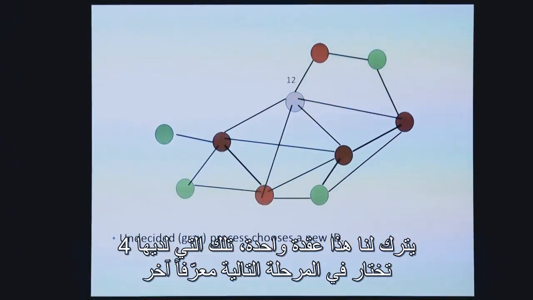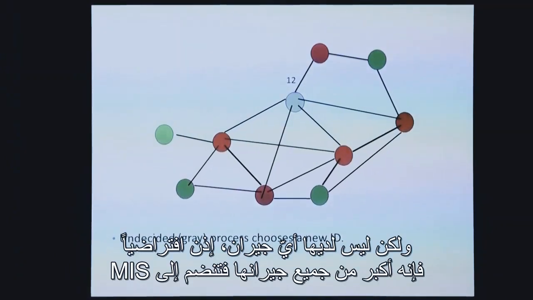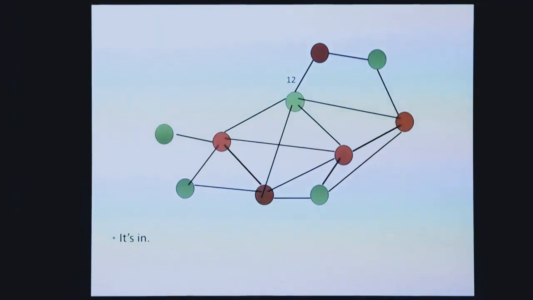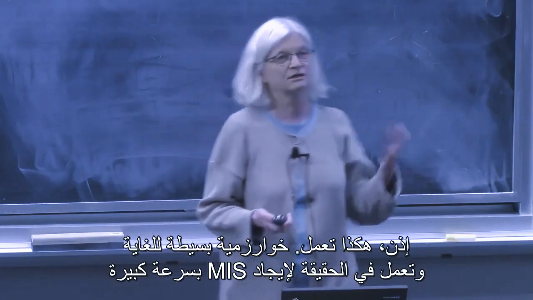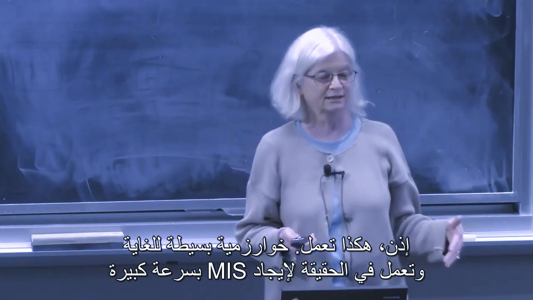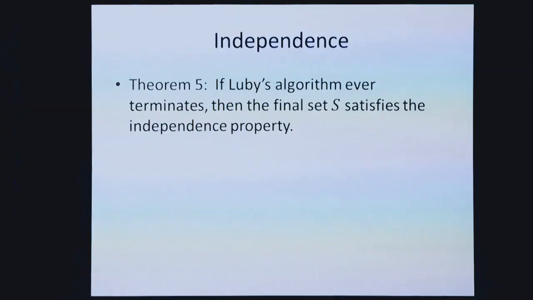That leaves us with just 1 node, the guy who had 4. Next phase, he chooses another ID, but he has no neighbors, so by default, he's bigger than all of his neighbors, so he just joins the MIS. Okay? So that's how this works. Very simple algorithm. It actually works to find an MIS very quickly.